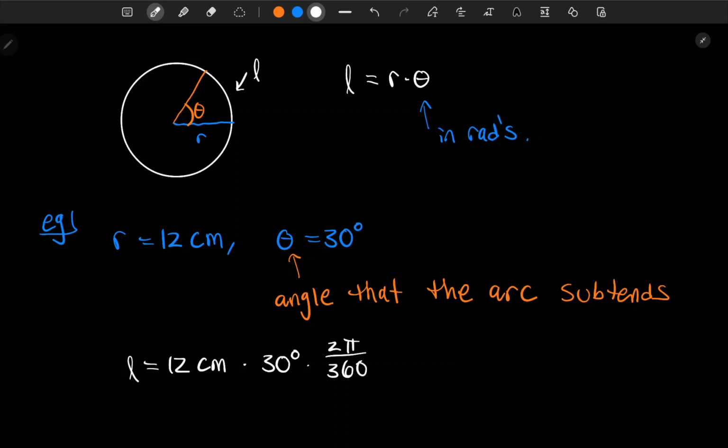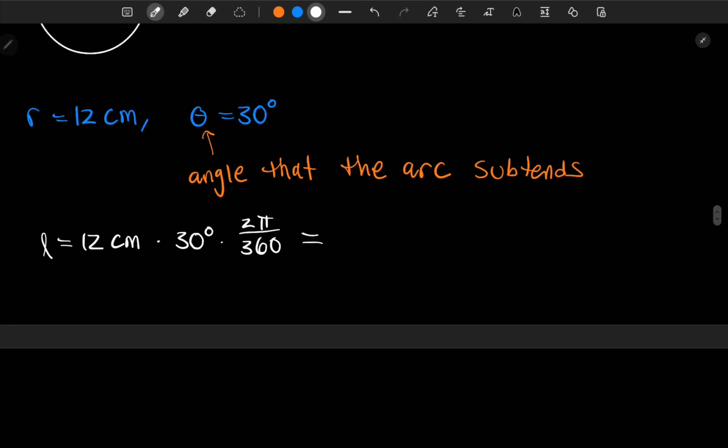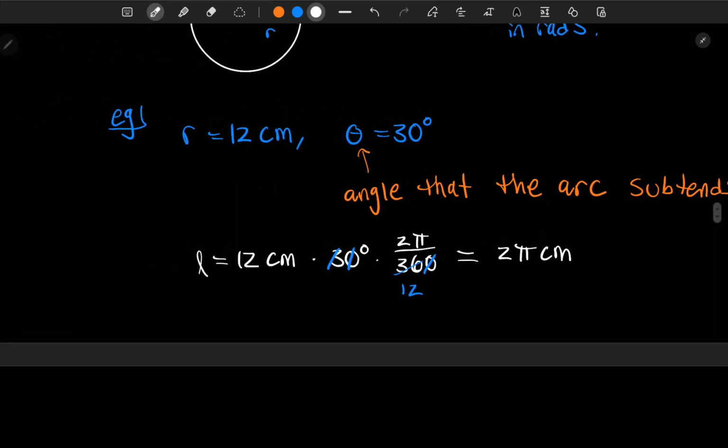Doing so, we find that this arc length is 12 times 30 times 2 pi divided by 360. Well, you can divide out a 10 from the numerator and the denominator, and also a 3, and 36 divided by 3 is 12. And the 12's cancel, this 12 and this 12, so all we get is 2 pi centimeters for the arc length.